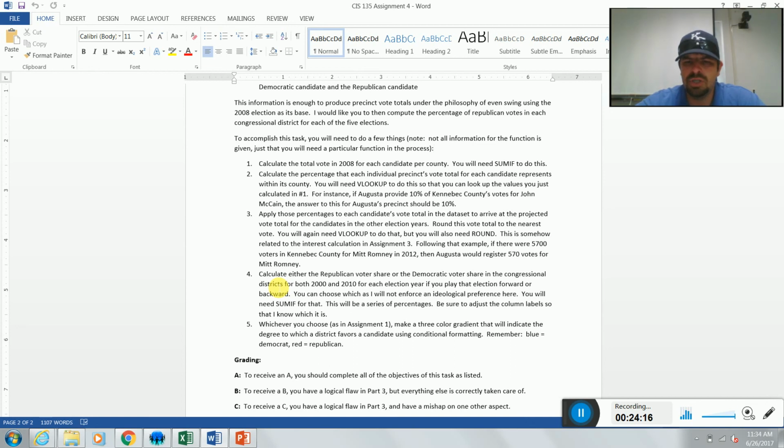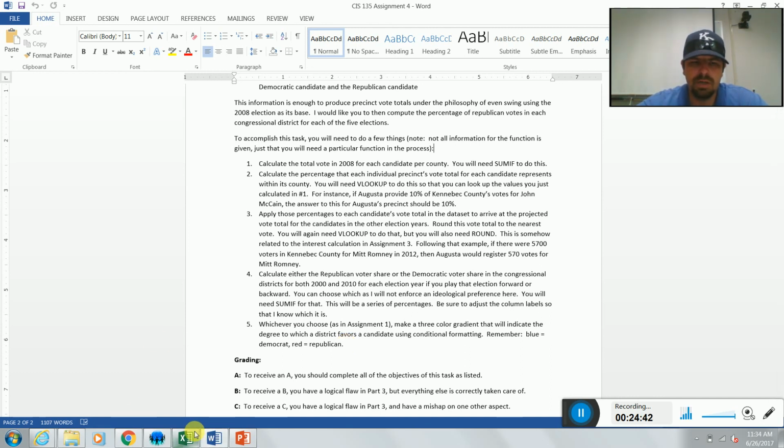Be sure to adjust the column label so that I know which it is. So if you choose to get the Republican share, please tell me that. If you choose to get the Democratic share, please tell me that too. Whichever of those you choose, as in assignment 1, make a 3-color gradient that will indicate the degree to which a district favors a candidate using conditional formatting. Remember, blue equals Democrat, red equals Republican.